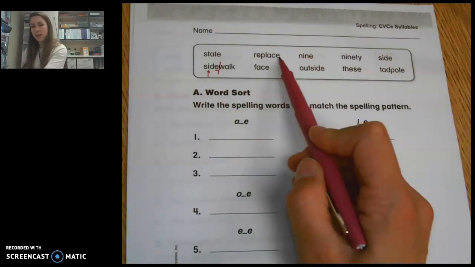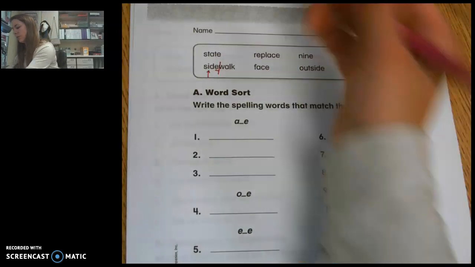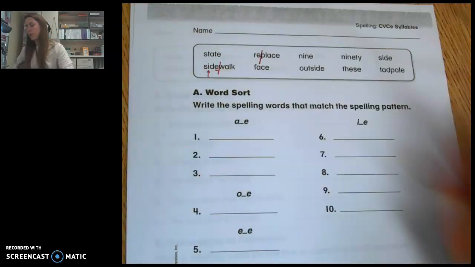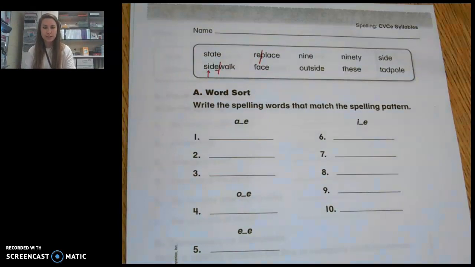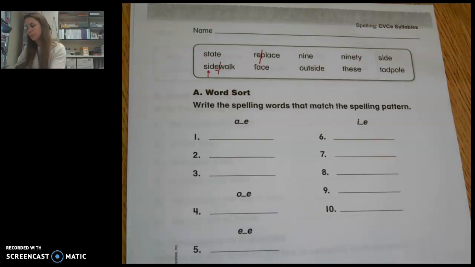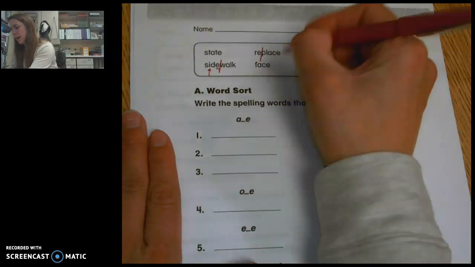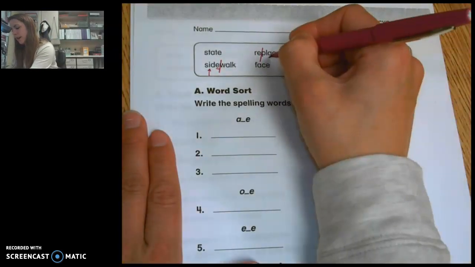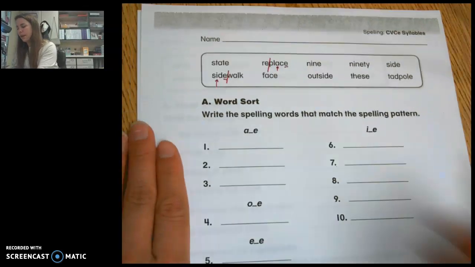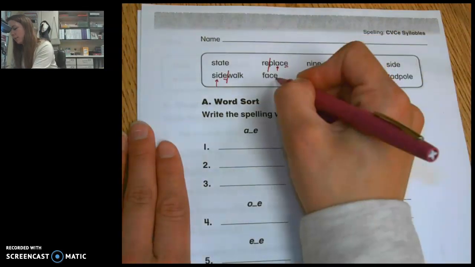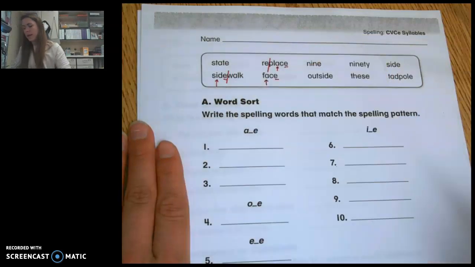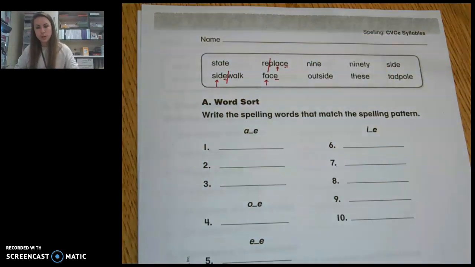Then we have replace. We do have a long vowel in that E in replace, but the re is our prefix. Remember, that's something that goes at the beginning of a word and it changes the meaning of the word. So if I'm going to replace something, that means something is broken and I need to replace it with something new. If I look at the word place, I have my magic E and my A that says its name. Then I have the word face, where I have my magic E and my A that says its name, and face will just be one syllable.